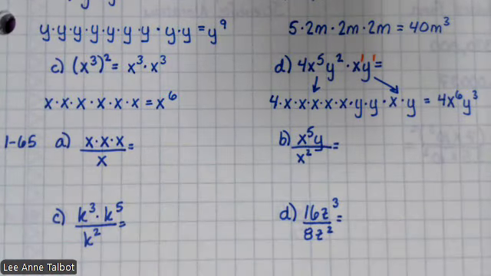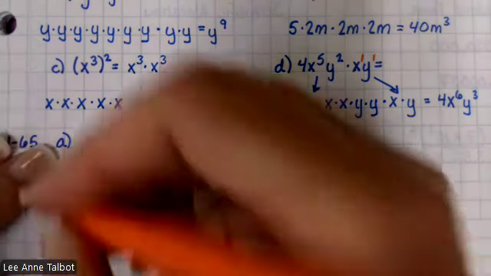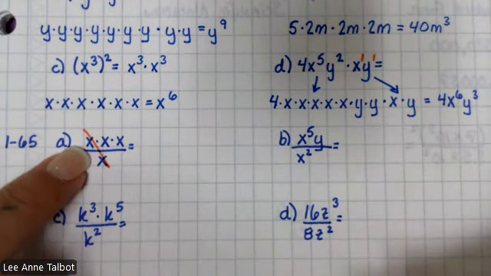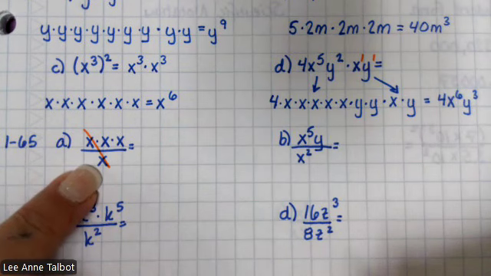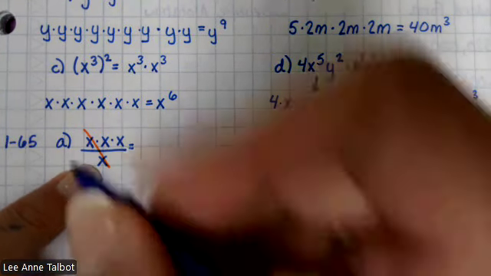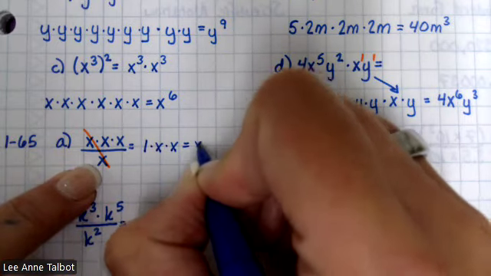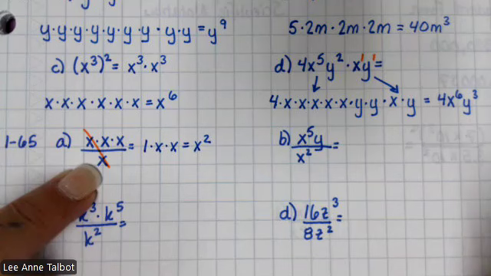Okay, now 65. We're going to look for ones, giant ones. If you went to Benicia Middle School, you know what I mean by a giant 1. A giant 1 is something that's the same on the top and the bottom, and we can cancel it and make it 1. So that is a giant 1 because x divided by x is 1. So this is 1 times x, which is x squared.